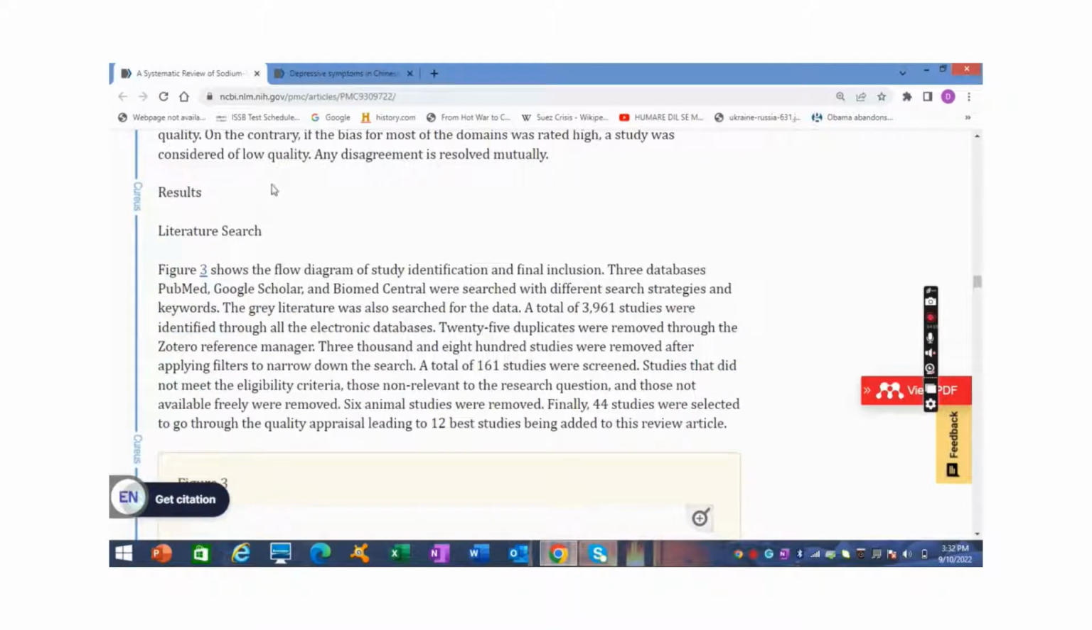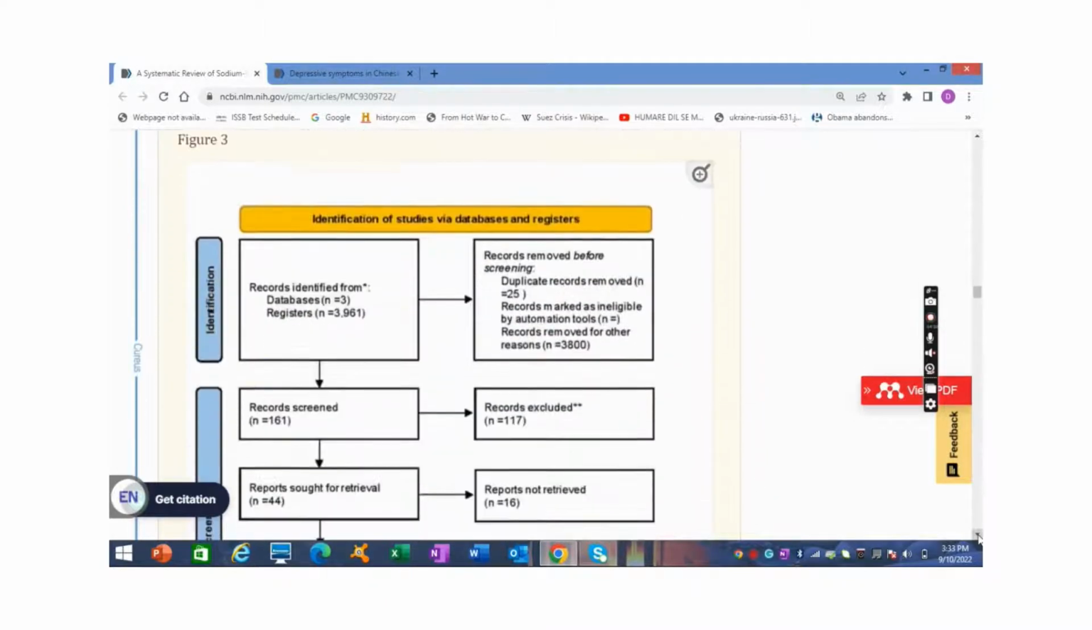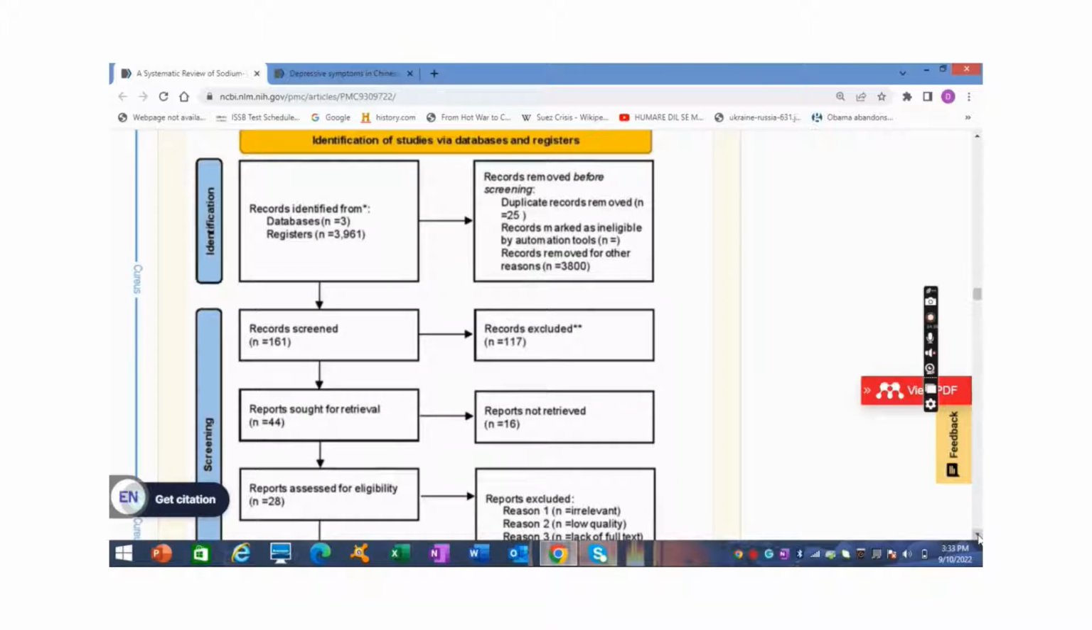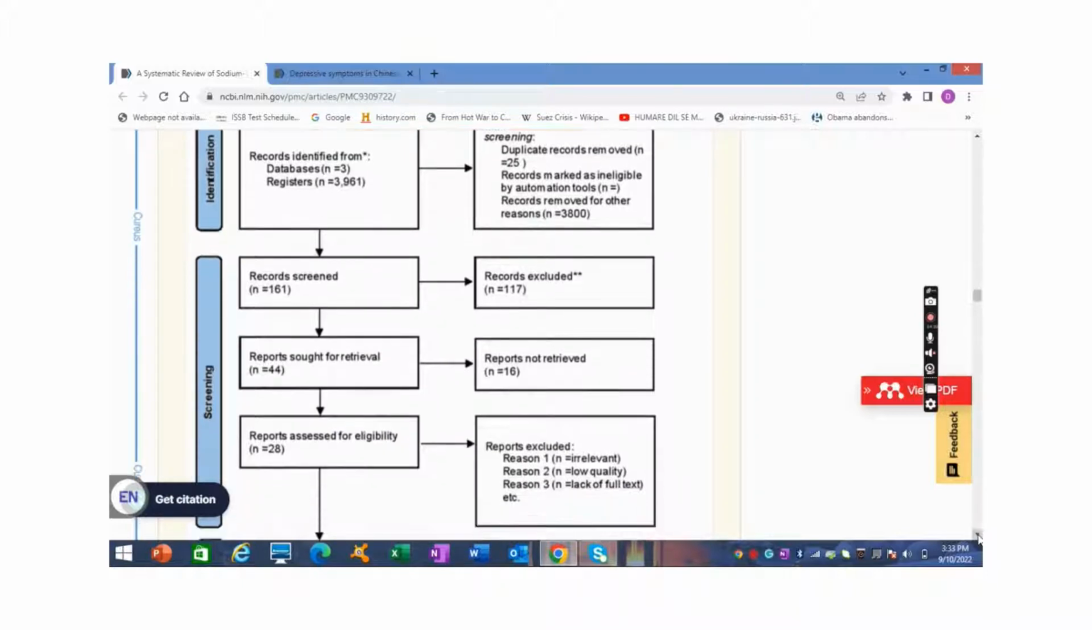These are results. Now see these results. I am describing my results on the basis of my methods. In previous paragraphs, I described my methods. Now I am describing my results. This is a PRISMA diagram. Hopefully you will know about it soon.